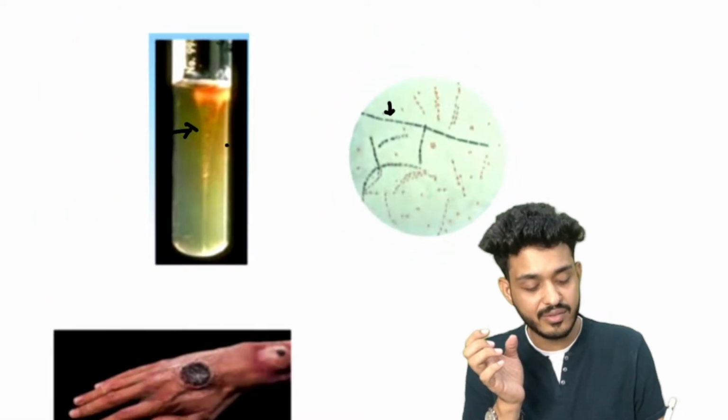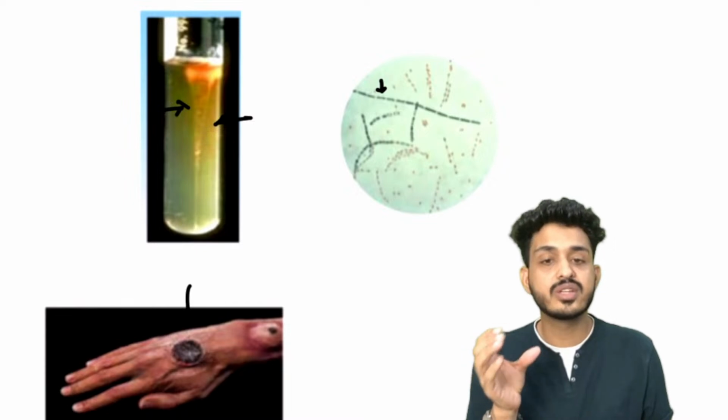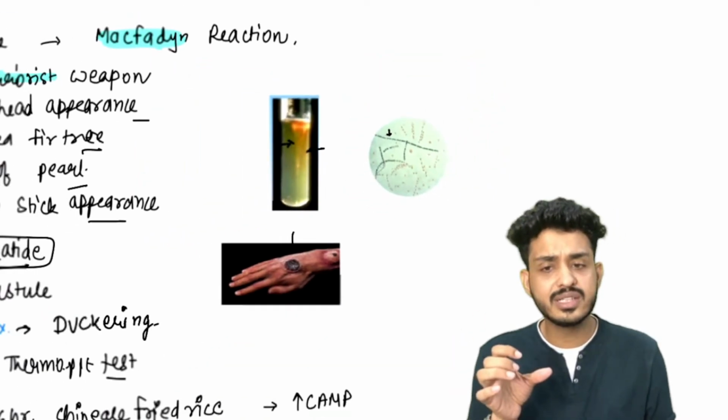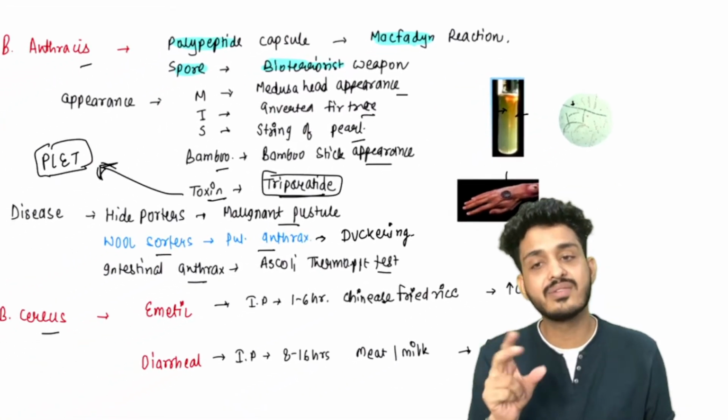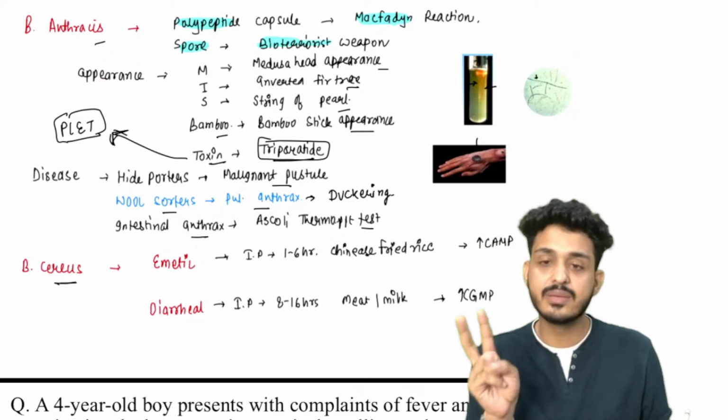Okay, this is your inverted fir tree appearance. Whenever they give you malignant pustule, black scar, all these appearances, your answer will be in terms of Bacillus anthracis. Okay, Bacillus cereus will have two strains.